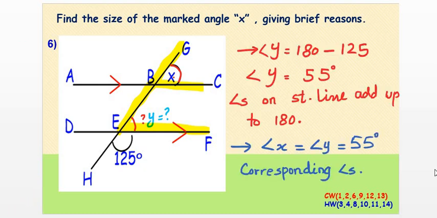Here is the answer for this question. Because angle Y and angle X are corresponding angles, they will be equal to each other. How can we find Y? Because both of these angles are lying on a straight line, they will add up to 180. If you know this one is 125, the other one will be 55 degrees.